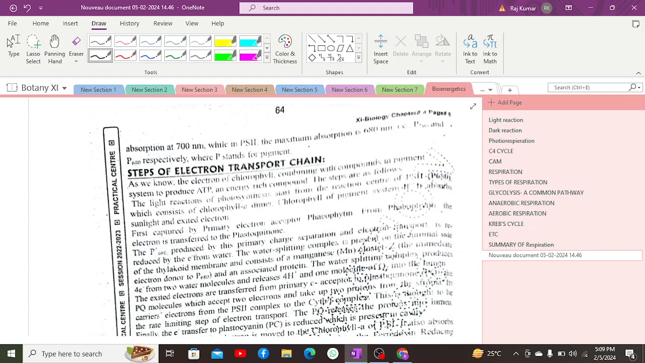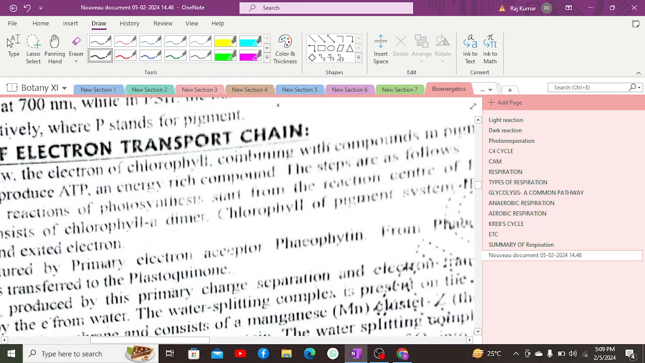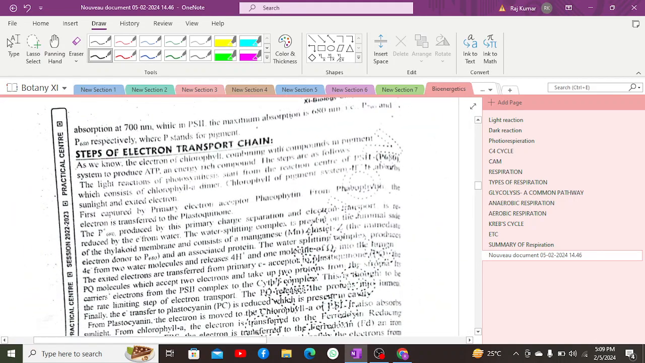The proteins which are attached with them cause a change in the wavelength of light which is absorbed by them. This is why we also represent them as P700 and P680, such that photosystem 2 absorbs 680 nanometer and photosystem 1 absorbs 700 nanometer. Photosystem 1 is also known as pigment system 1.